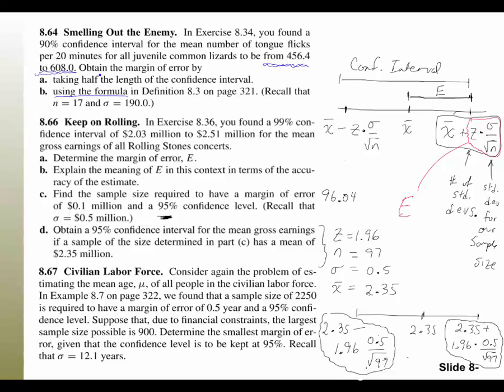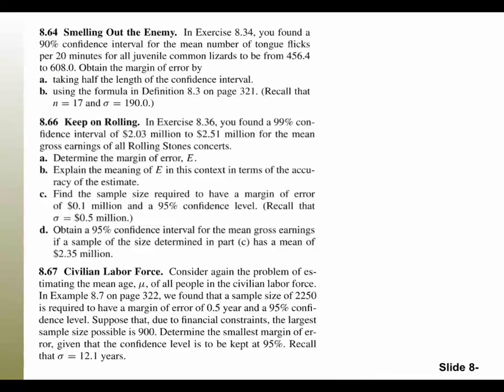Are we good on number 2, 8.66? Any questions on 8.66? Okay, so 8.67. Can I erase everything that I've written? So make yourself some room. Good? Okay, so 8.67 says we want to estimate the mean age of all people, so the population mean. We had a sample size of 2250 required to have a margin of error of 0.5 for 95% confidence.